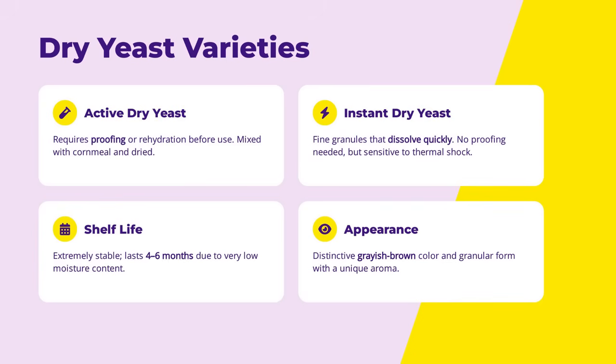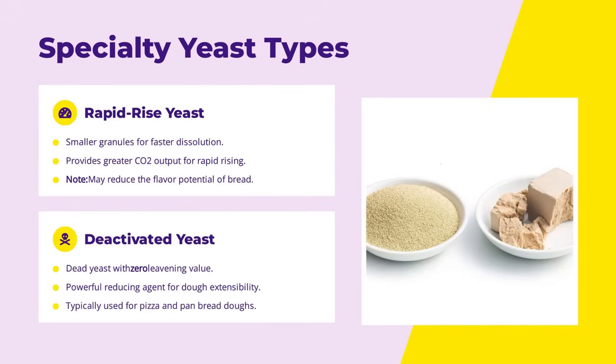The next point is shelf life. Because of its very low moisture content, dry yeast is extremely stable and can be stored for about 4 to 6 months under proper conditions. Finally, let us look at its appearance. Dry yeast generally has a grayish-brown color with a characteristic pleasant aroma, which indicates good quality yeast. Both active dry yeast and instant dry yeast are commonly used in bakeries, but the choice depends on the production method and convenience. Next, let us understand some specialty types of yeast used in commercial baking.